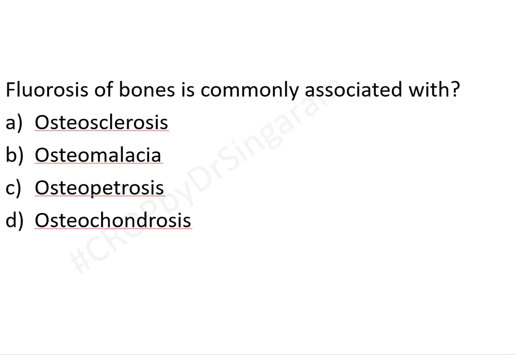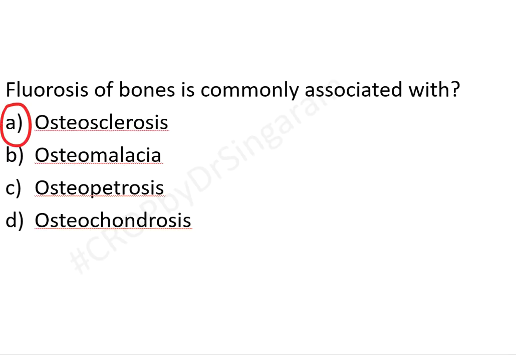Right. Moving on to the final question for this part 1 discussion. It is regarding the association of fluorosis of the bones: osteosclerosis, osteomalacia, osteopetrosis and osteochondrosis. What is the answer? The answer for this question is osteosclerosis. Thick bones, osteosclerosis. That's a very characteristic feature of fluorosis when it affects the bone.